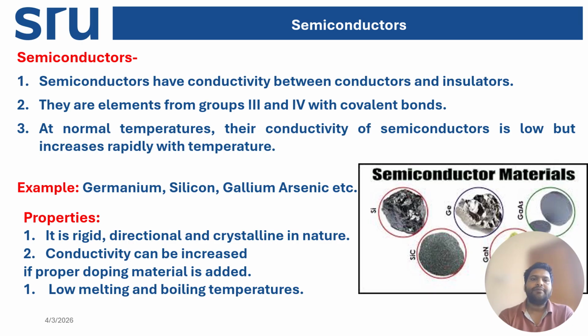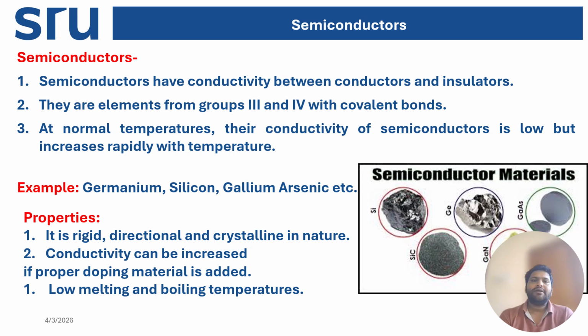Next, semiconductors are mainly classified into two types: intrinsic semiconductor and extrinsic semiconductor. First, what is an intrinsic semiconductor? These are pure semiconductors without any impurities. The number of electrons is equal to the number of holes.